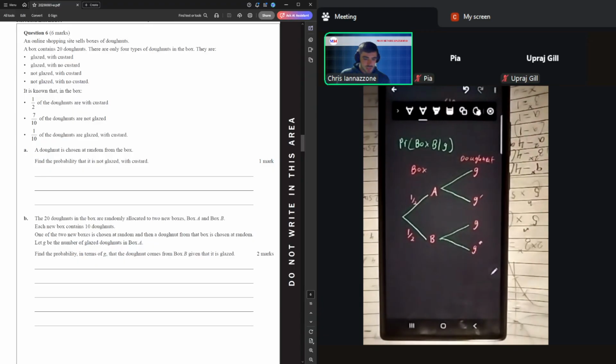Now, more challenging bit for the donuts themselves. G is the number of glazed donuts in box A. So that's going to be a key little thing to consider. Based on that, how can we start putting some labels on the remaining branches?